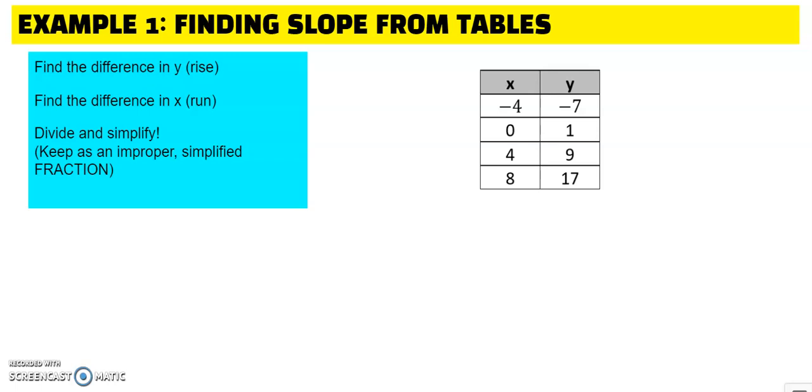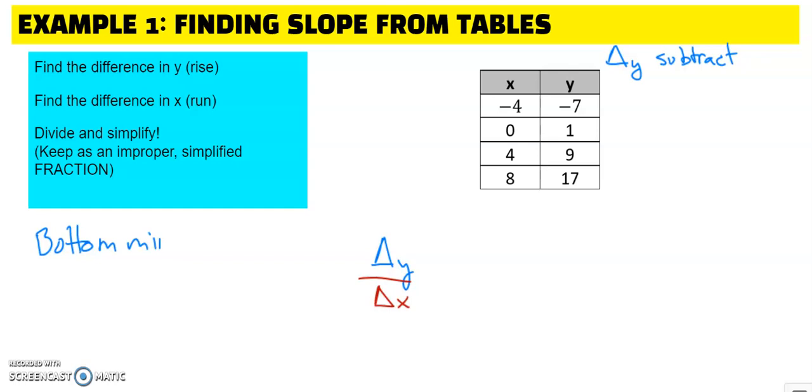Same exact process. It's nice because my table's already set up for me, with x and y values. Those are my ordered pairs. Remember that the ratio we're looking for is change in y divided by the change in x. So we set up, label everything, and remind ourselves this is subtracting the y values. Again, we do bottom minus the top, which in this case is the bottom minus the one above it.